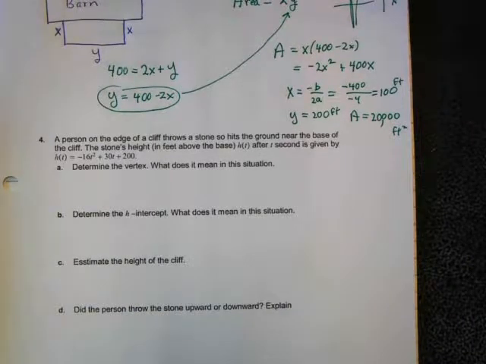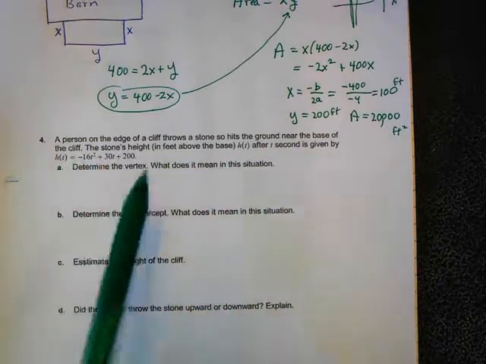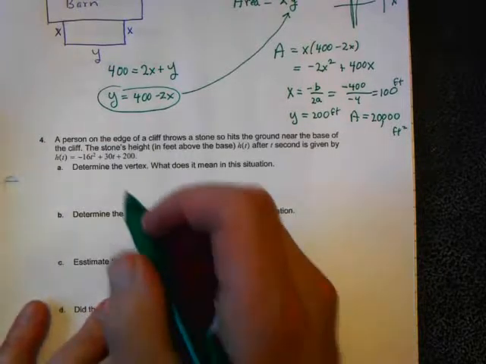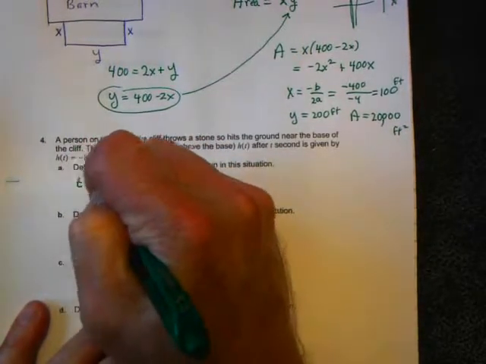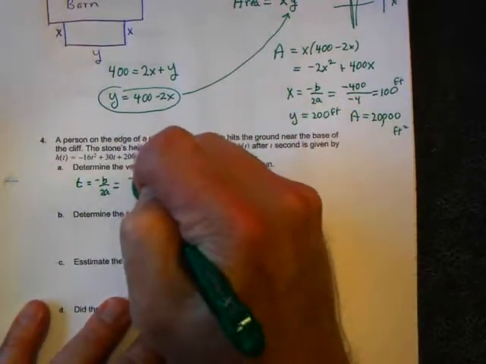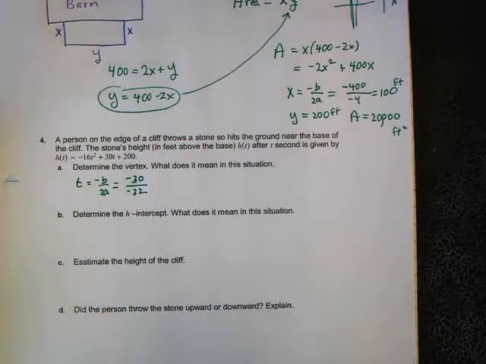A person on the edge of a cliff throws a stone so it hits the ground near the base of the cliff. The stone's height, in feet above the ground, after t seconds, is given by that equation. First off it says, determine the vertex. How do I determine the vertex? I use my tiny little formula, t equals negative b over 2a, which in this case would be negative 30 over negative 32, because a is negative 16.